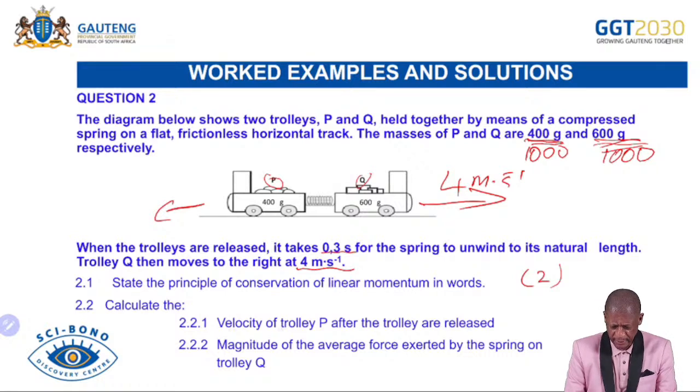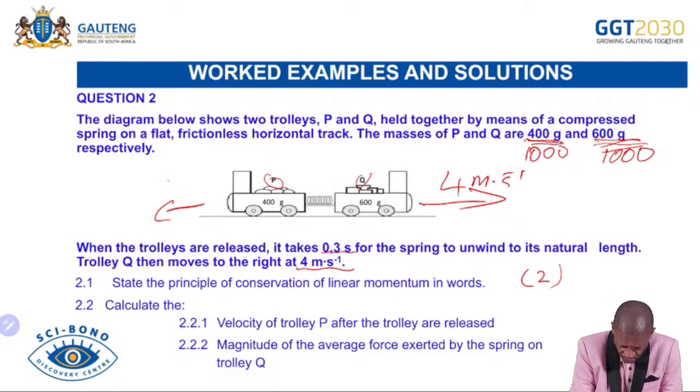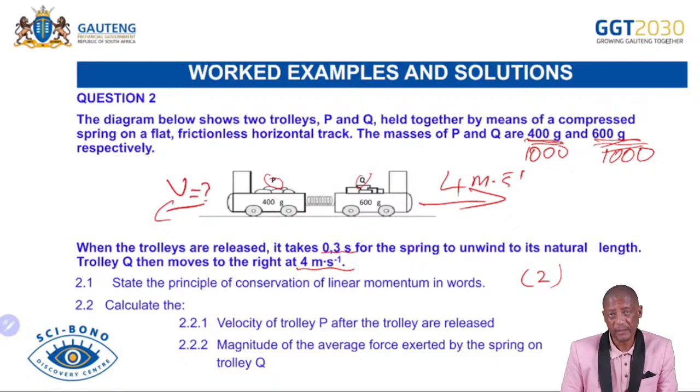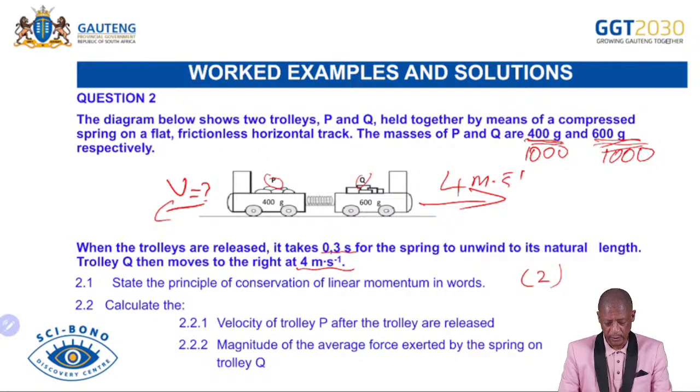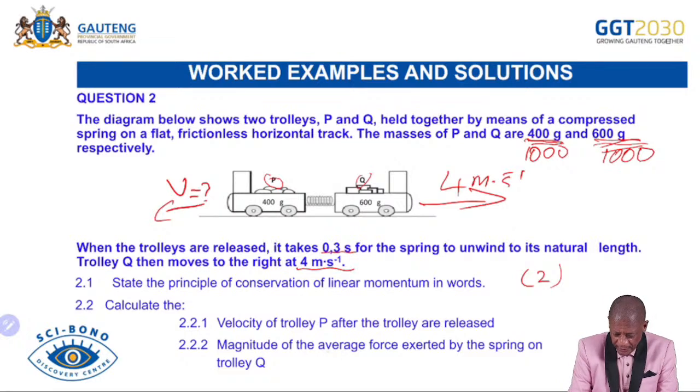Calculate the velocity of trolley P. Now we want the velocity, this one, after they are released, right? That is what we need to calculate. And then they say the magnitude of the average force.